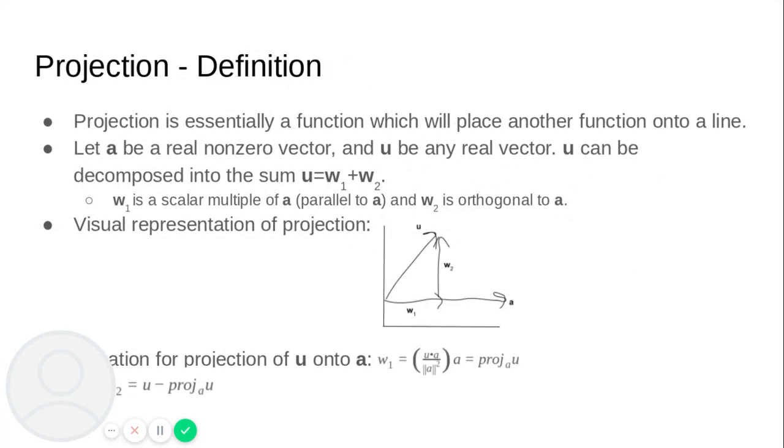Just looking at a representation of the projection, we have U being the vector which is projected onto A, another vector, in terms of W sub 1, which is parallel to A and is a scalar of A, and W sub 2, which is orthogonal to A. The equation for this is W1 is equal to U dot A over the length of A squared, times A, which in notation is the projection of U onto A, projection sub A of U, and W2 is U minus that projection of U onto A.